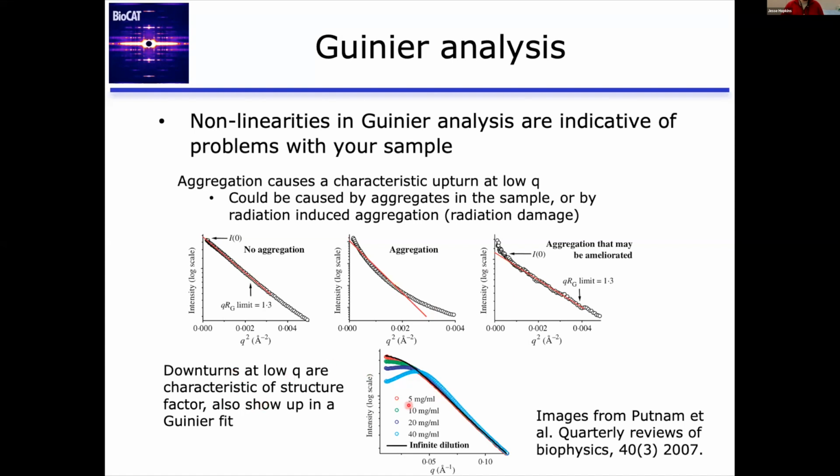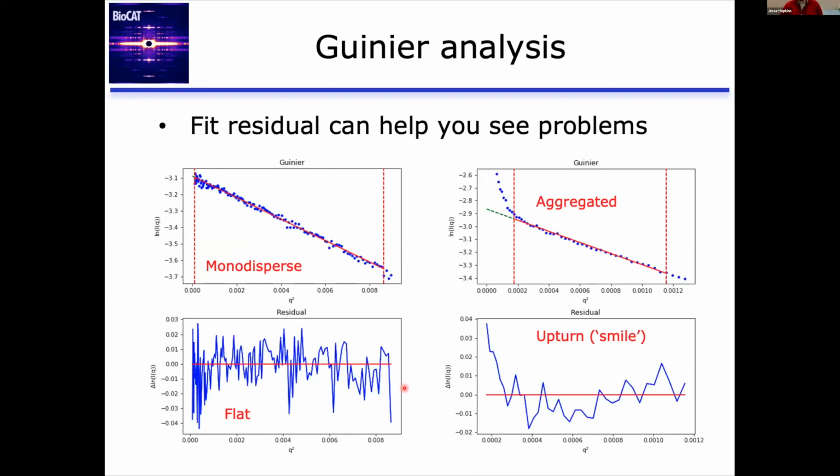Downturns at low Q, and this is not a Guinier plot, this is just to remind you, are characteristic of the structure factor. These also show up in the Guinier fit. So not only the shape of the data compared to the fit line, but the shape of the fit residuals can also help you see the problem.